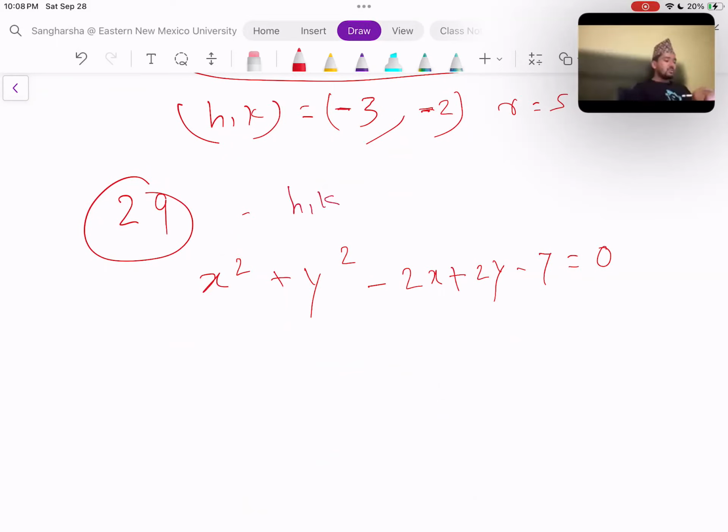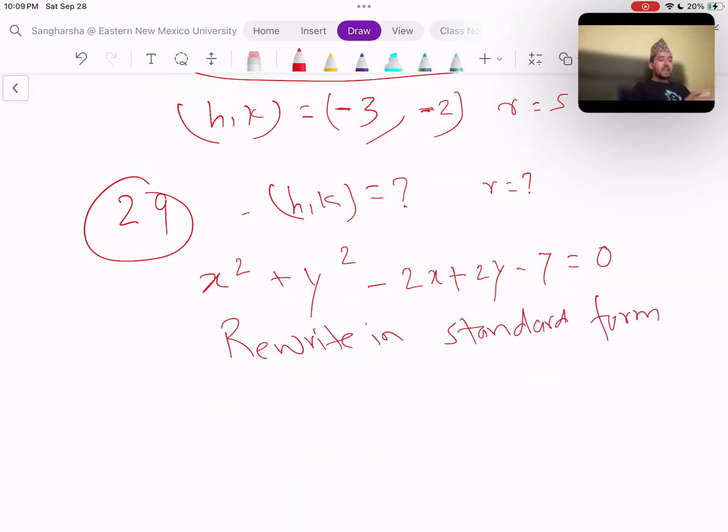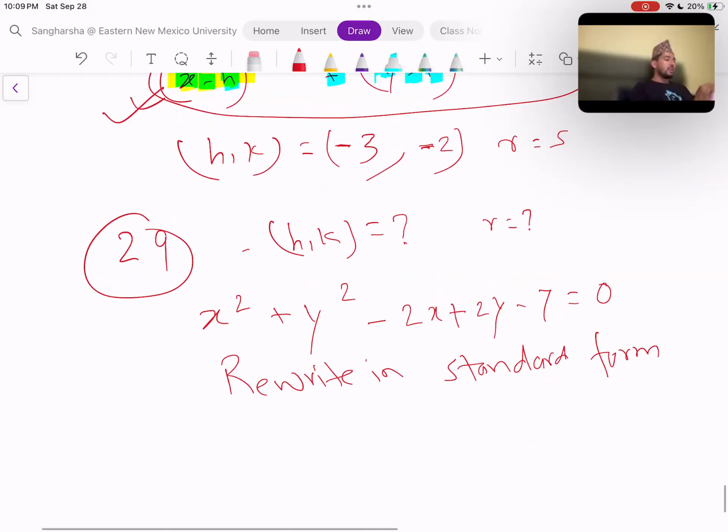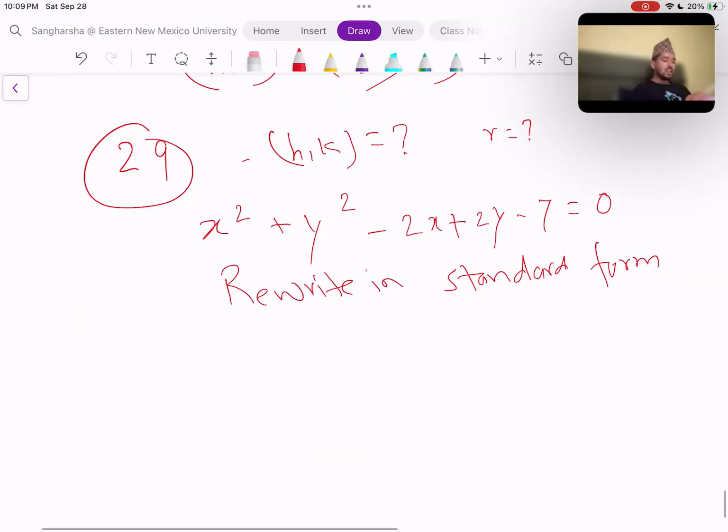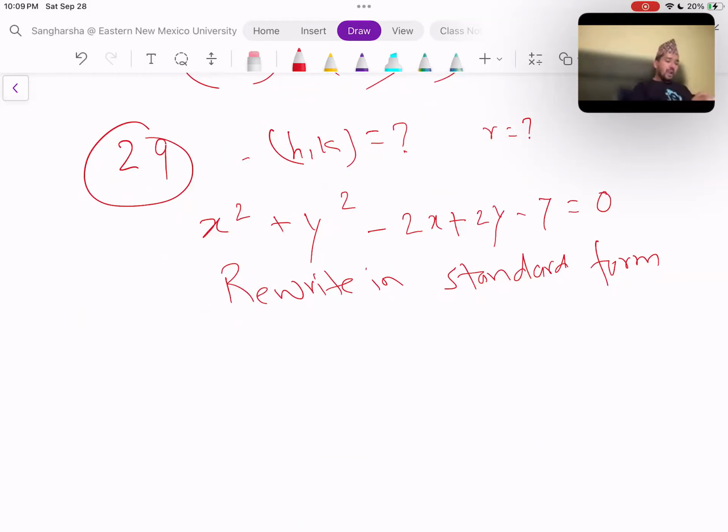It means we need to find h and k and we need to find the radius. And if you have it in a general form, you have to rewrite this equation in a standard form. That's what we need to do. So rewrite in standard form. Once you have the standard form, we do the similar thing. We compare with our formula. Again, find our h and k. Now, in order to rewrite in a standard form, let me rewrite this.